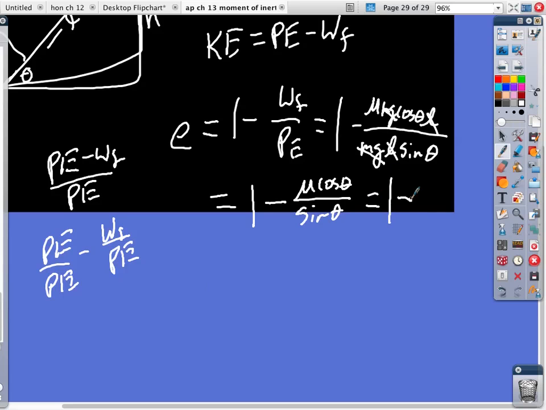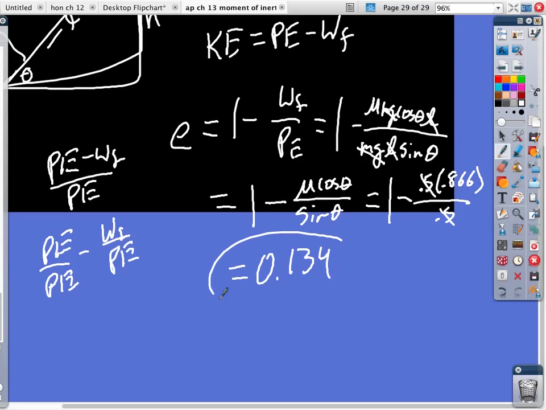If this is 1 minus 0.5 times 0.866 over 0.5, oh, duh. I forgot. I can just cancel the 0.5s. Yeah, you're right. It just comes out to be 0.14, close enough. 0.134, technically. Or 13.4%.